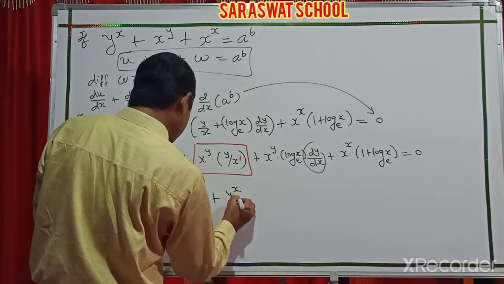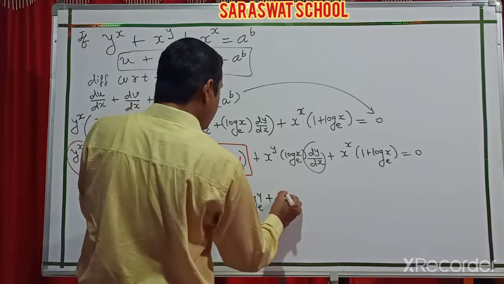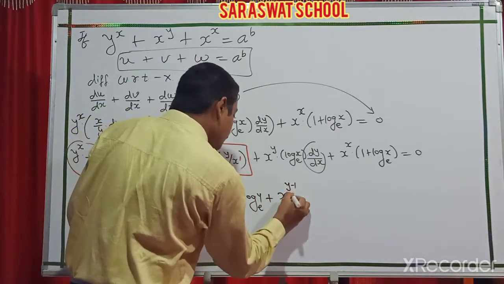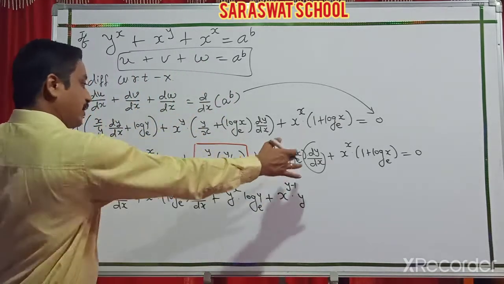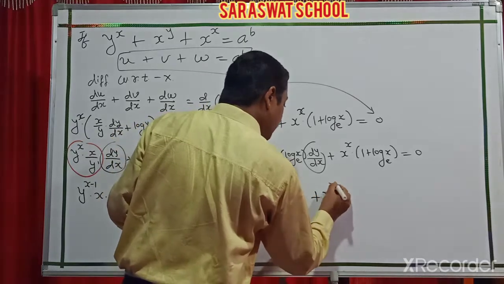And the other is the same, y raised to x log y base e plus, here also the same, base same, power in subtraction, so here y minus 1 into y. So this value I am taking combined, here as it is, here as it is, and this also as it is.